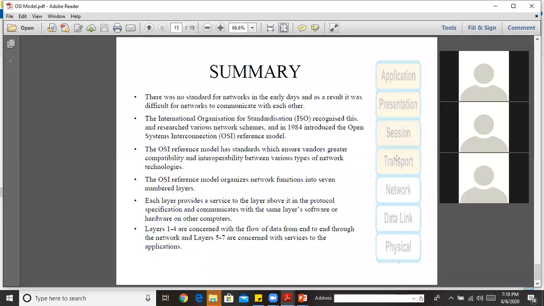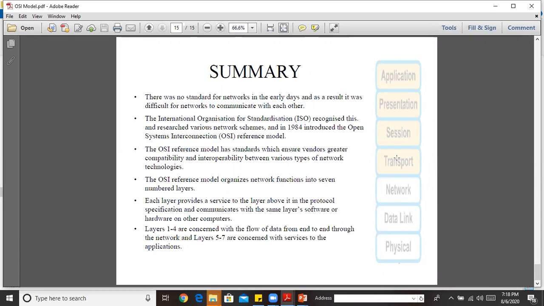There's nothing like this device is for Cisco, this device is Huawei. As long as this is applied, all the devices will communicate. It was introduced in 1984. So the OSI reference model has standards which ensure vendors greater capability and interoperability between various types of network technologies. The OSI reference model organizes network functions into 7 layers.